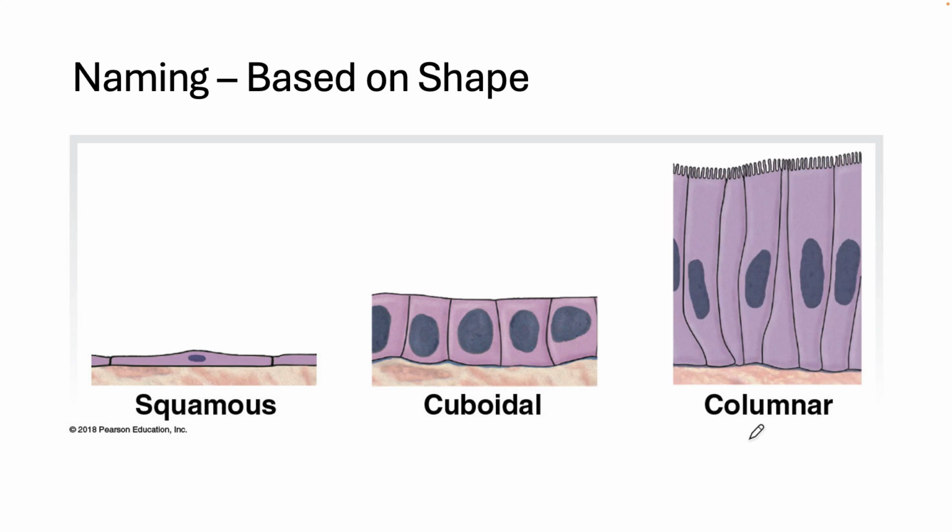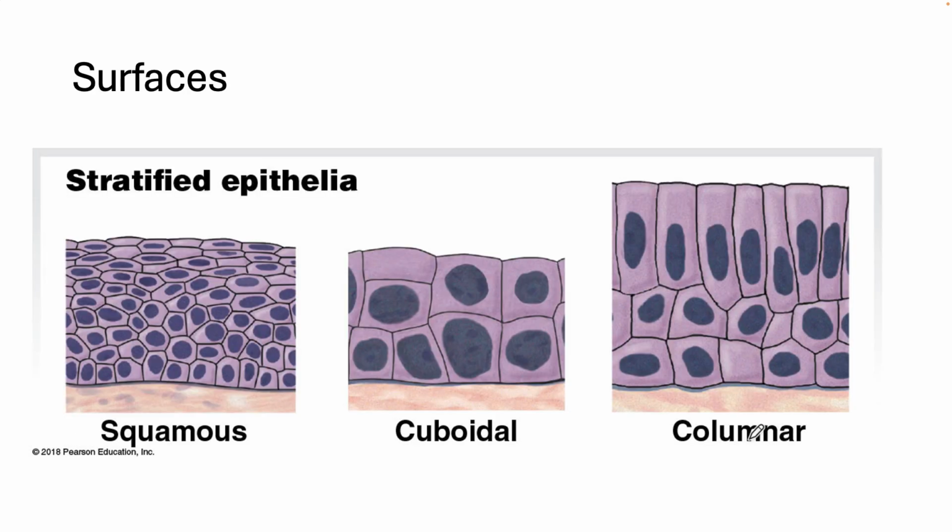No matter which shape we're talking about, see that they are all attached to one another, forming continuous sheets of cells. The different sides of the epithelial cells within the tissue have different names. The top or free surface is the apical surface.